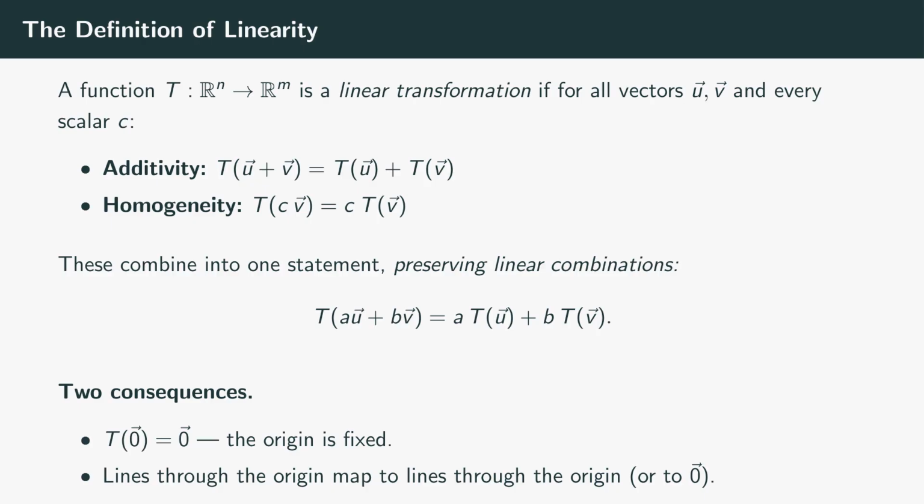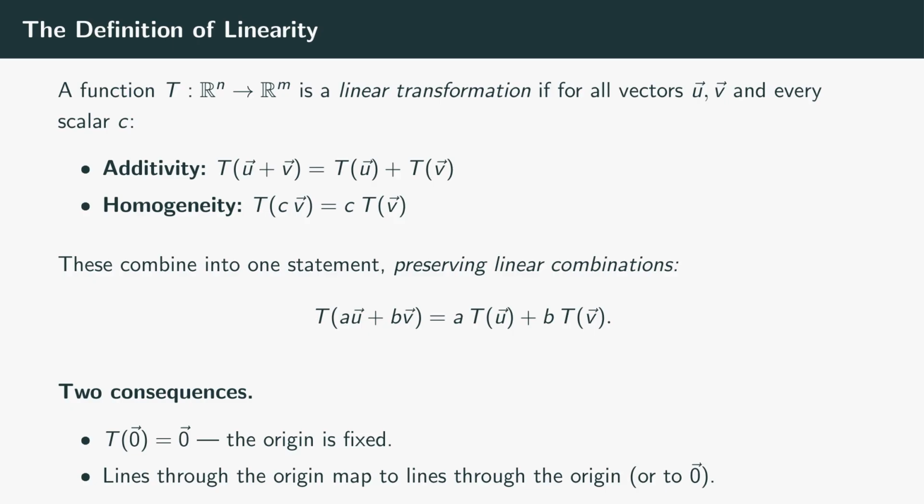Here is the entire definition, and it is shorter than you might expect. A function T from Rn to Rm is called a linear transformation if it obeys two rules. The first rule is additivity. The image of a sum is the sum of the images. If you add two vectors first and then apply T, you get the same answer as applying T to each and then adding. The second rule is homogeneity. The image of a scaled vector is the scaled image. Scaling before or after T gives the same result.